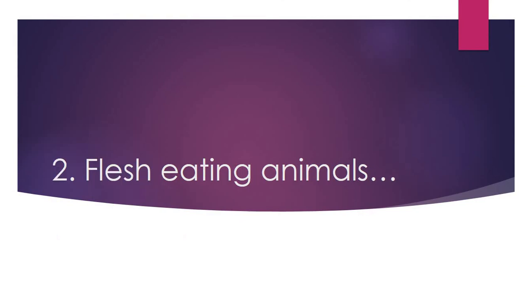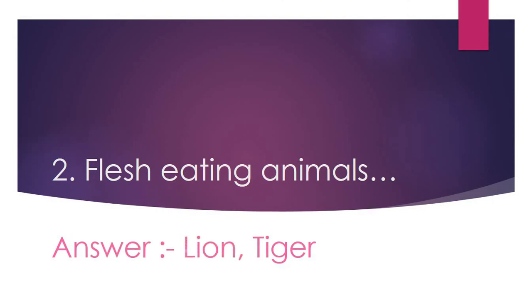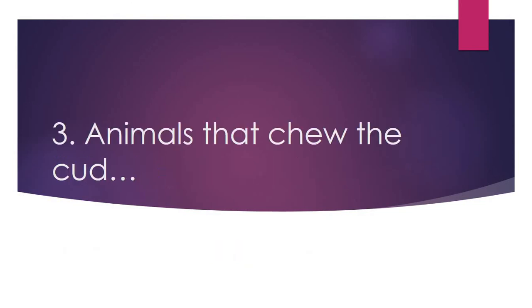Okay. Number 2, flesh eating animals. Quickly write 2 examples of your choice, students. Okay, I hope that you have written the answers. For flesh eating animals, here I have written lion and tiger. Both are carnivores and both are flesh eating only. You can write the answers of your choice and later check them from the textbook or from Google. Number 3, animals that chew the cud.